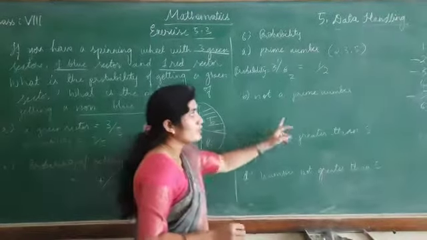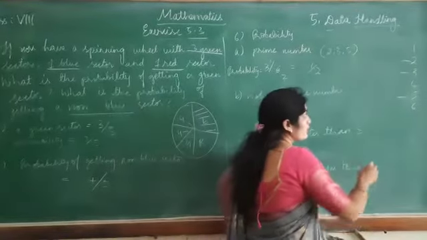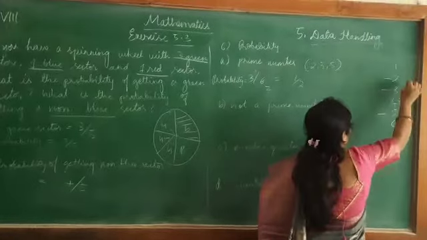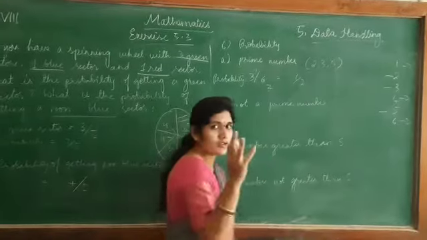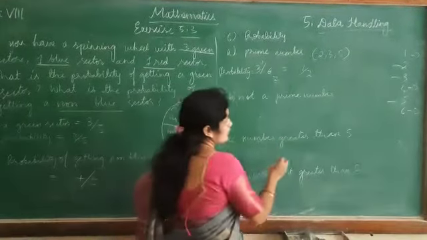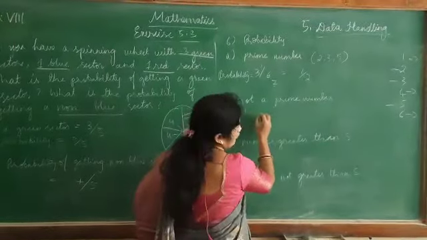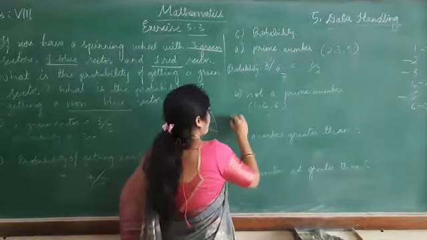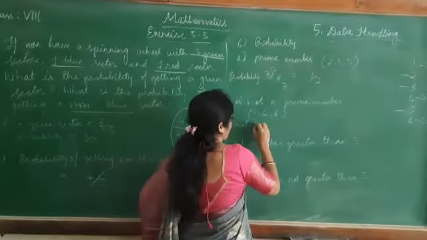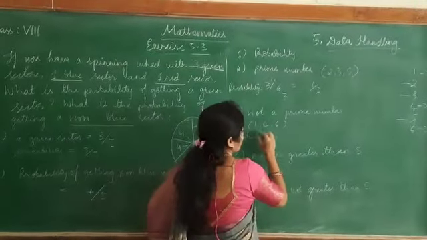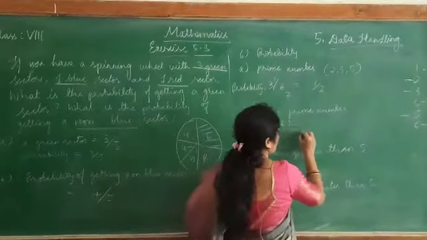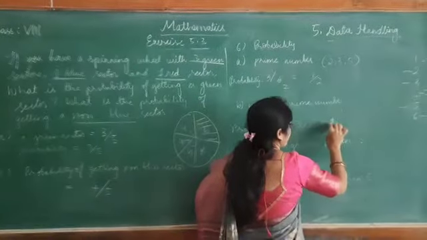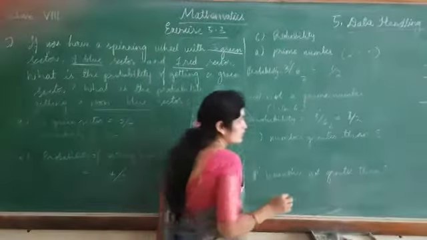Now, not a prime number. Same, when you throw a die, you have the possibility of not a prime number. In this, 3 are non-prime, that is 1, 4, 6. These are non-prime numbers. So the probability of getting a non-prime number is also 3 by 6, which is equal to 1 by 2 when you simplify it.